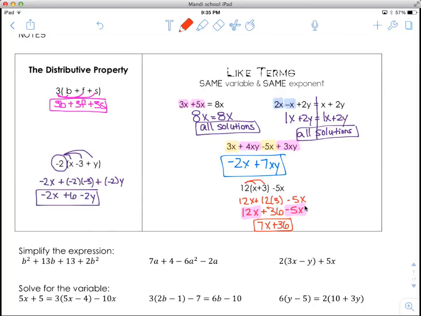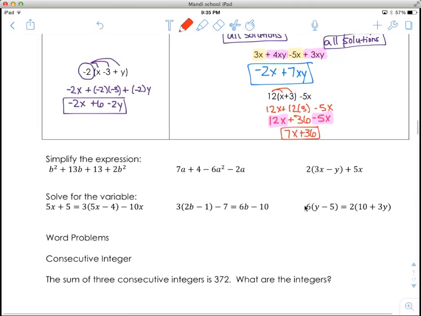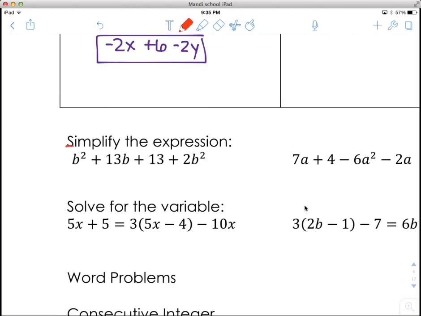Now notice on these I did not solve for y, because on this one and this one there are no equal signs. So if there's no equal sign, you don't solve, you just simplify. So this says simplify the expression. It doesn't have an equal sign. So we're going to find our like terms.